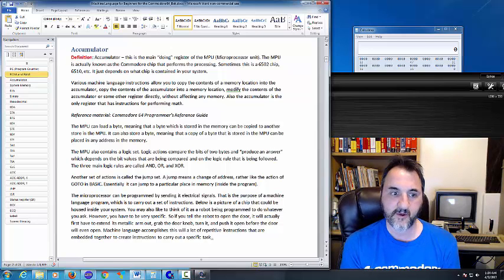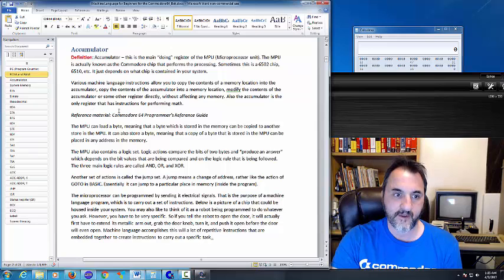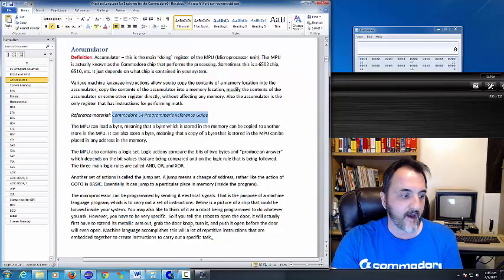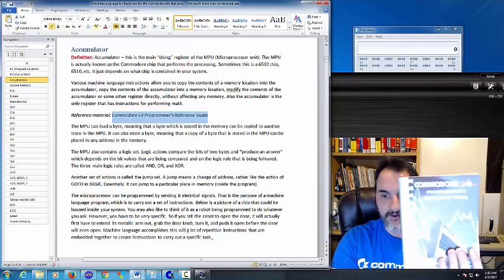Now this next part is pulled out of a book, but I'm going to read it. Various machine language instructions allow you to copy the contents of a memory location into the accumulator, copy the contents of the accumulator to a memory location, or modify the contents of the accumulator or some other register directly without affecting any memory. Also, the accumulator is the only register that has instructions for performing math. And you can see, here's where I gave credit for the book. I found it in one of the books you saw earlier, that big fat one. This one right here, of course.